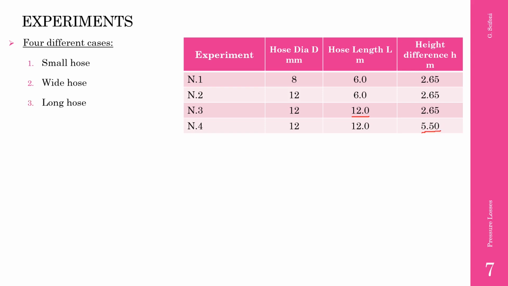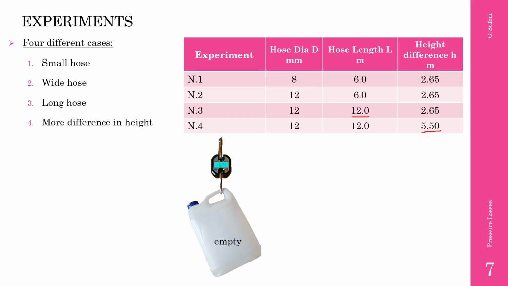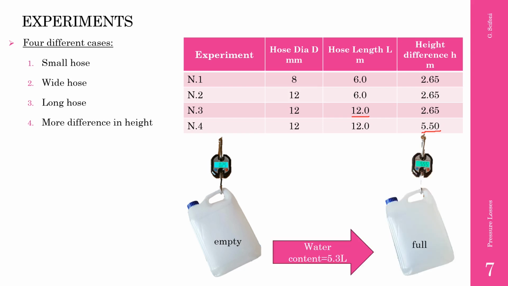Moreover, we meter the exact volume of the small canister by using a scale. The net weight is 5.3 kg, also 5.3 liters is its volume. The task of the trial is to meter in each condition the filling time.